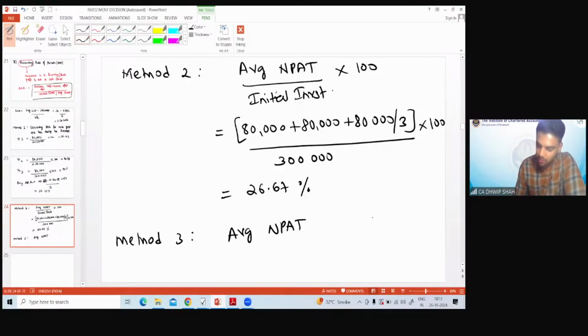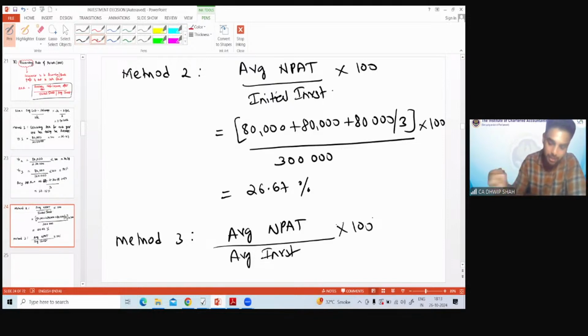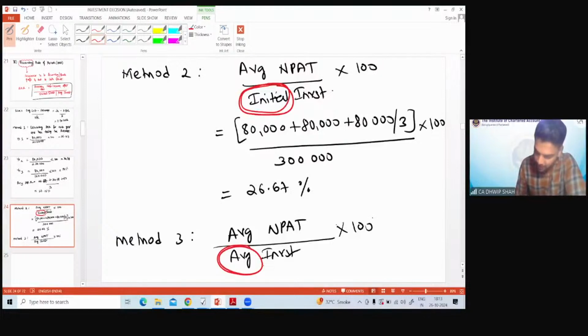Third method is you take average NPAT divided by average investment into 100. See, the difference between method 2 and 3 is only one thing. Under method 2 you take initial investment, but under method 3 you take average investment instead of original investment.